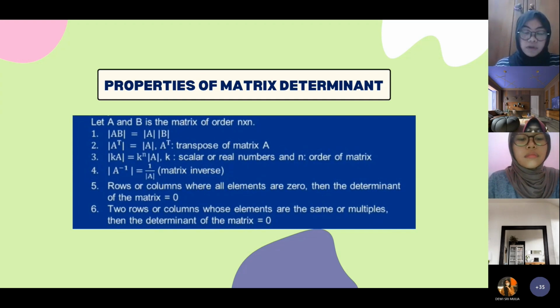4. Determinant of A inverse is 1 divided by determinant A, where we read A inverse as the matrix inverse. 5. If all elements in a row or column are 0, then the determinant of the matrix is 0. 6. If two rows or columns have elements that are the same or multiples, then the determinant of the matrix equals 0.